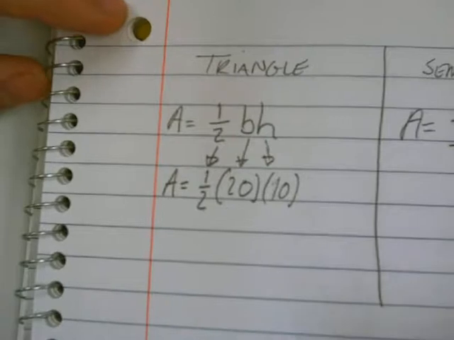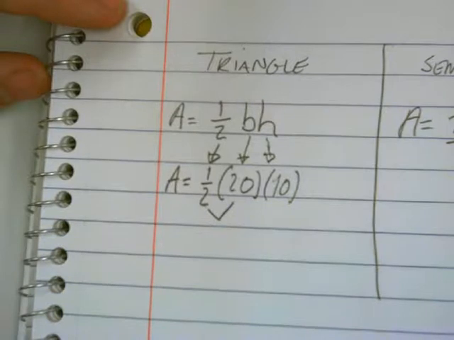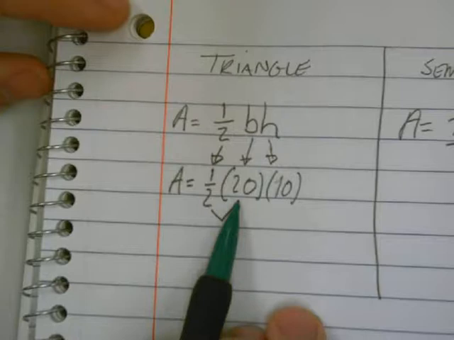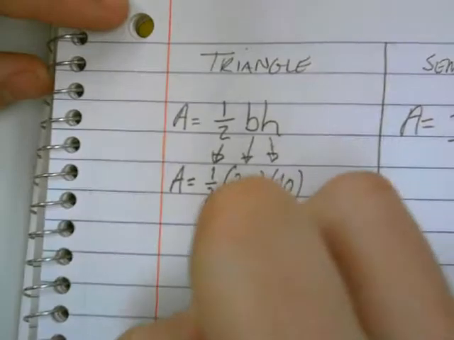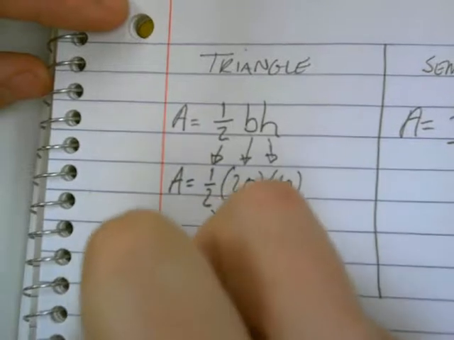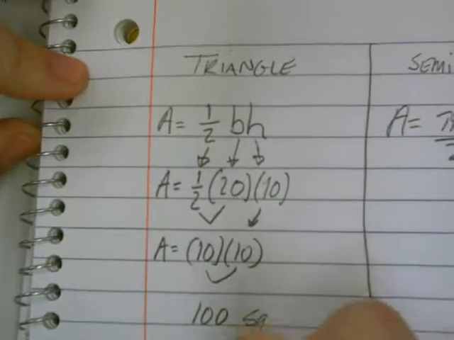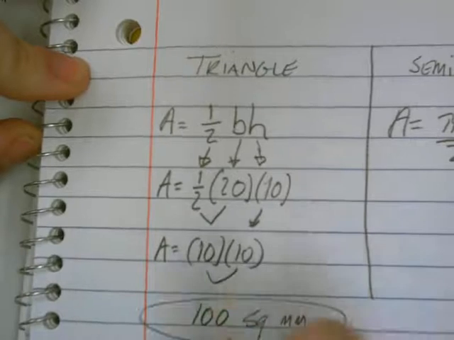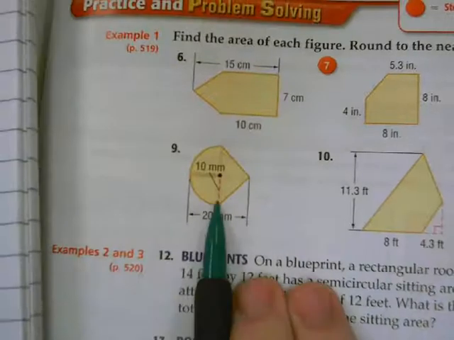There's a bunch of ways to use this 1/2, but one of the ways that's fun to use it is if you have a number here that's easy to cut in half, we can just half it. So I know 20 divided by 2 is 10, and this is going to be 10 times 10 now, which is going to be 100 square millimeters. Now that's not my answer. That's only for the triangle part. We want to find for the whole thing. So now we have to deal with the semicircle.